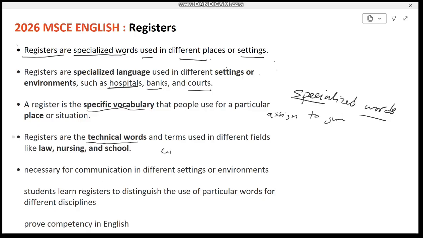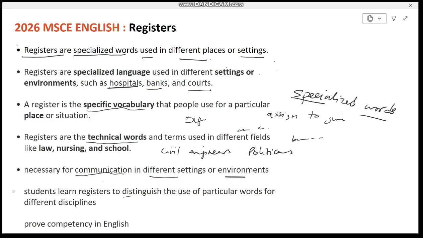For example, civil engineers have their own words that they use to communicate to each other about certain things. Politicians have their own words. Business people as well, accountants, different professions have special words for what they do. And you see, registers are important for communication in different settings or environments.